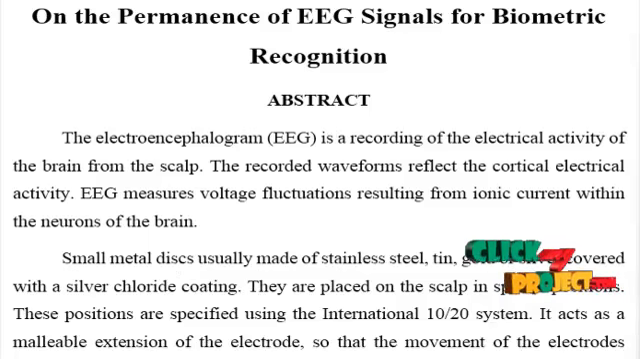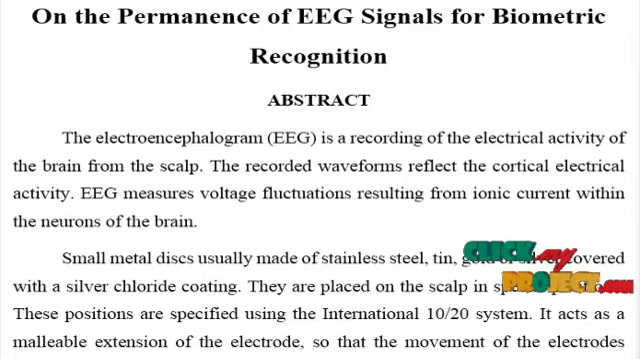The electroencephalogram is a recording of the electrical activity of the brain from the scalp. The recorded waveforms reflect the cortical electrical activity. EEG measures voltage fluctuation resulting from ionic current within neurons of the brain. Small metal discs, usually made of stainless steel, tin, gold or silver covered with a silver chloride coating, are placed on the scalp in special positions. These positions are specified using the International 10-20 system.